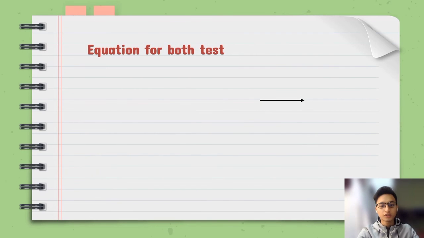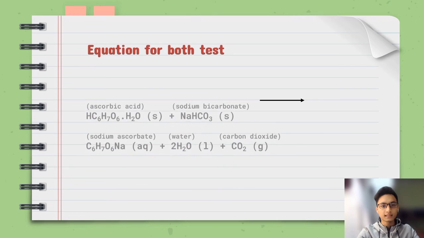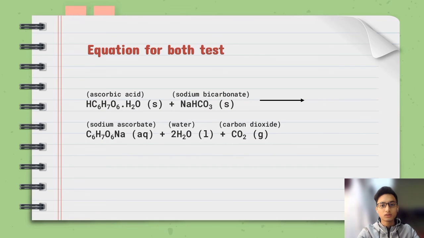We move on to the equation. When ascorbic acid and sodium bicarbonate get together in water, sodium ascorbate, water and carbon dioxide gas are produced. When carbon dioxide gas is released, it causes the fizziness of the bubbles, as we can see in the previous videos.